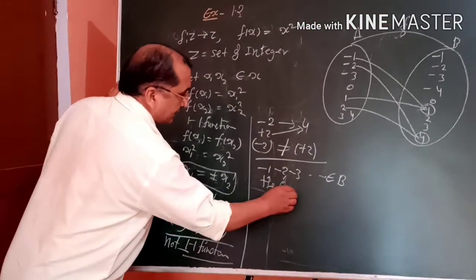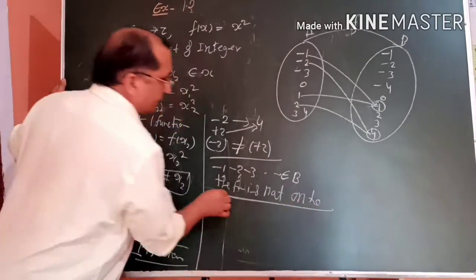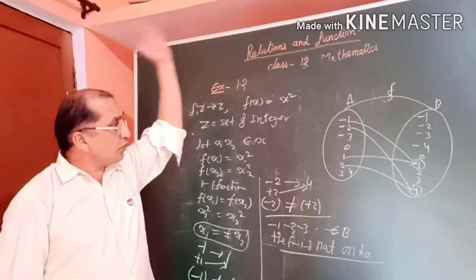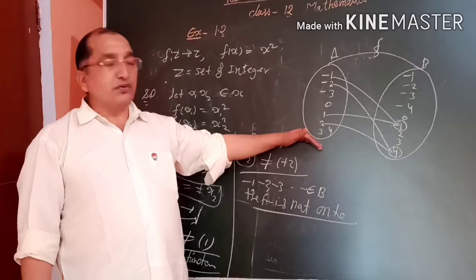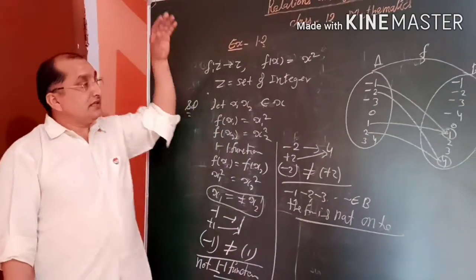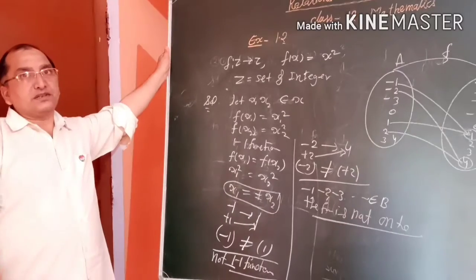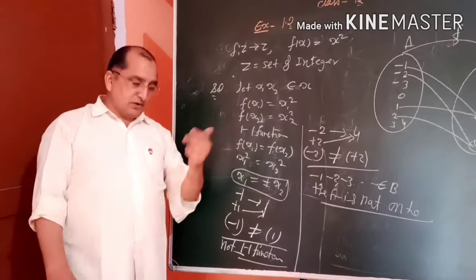The function is not onto, because there are so many elements in the set B that are not images of any elements of A, then we can say that this is not an onto function. So this function is neither one-one nor onto.